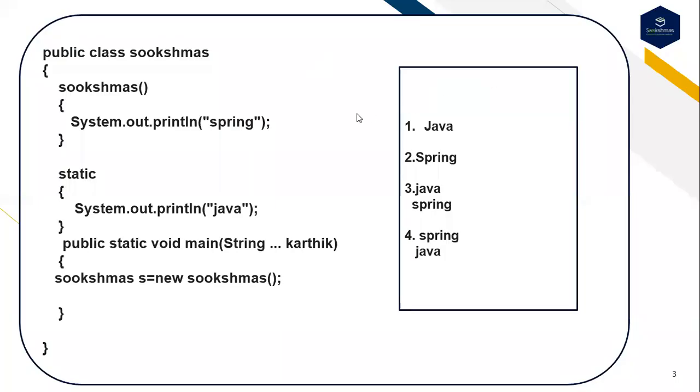This is the second question, public class Ukshmas. This is the constructor, I'm printing Spring. This is the static block, printing the Java. Execution of the program begins from the main. Here I have created an object for the class. These are the following options. First one is Java, second one is Spring, third one is Java and Spring, and fourth one is Spring followed by the Java. Predict the output of this code.